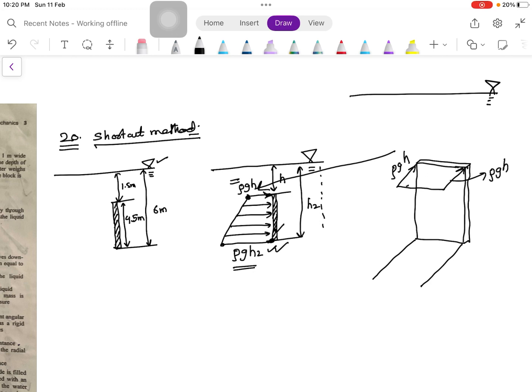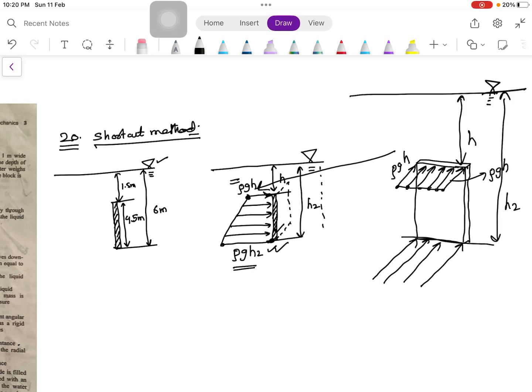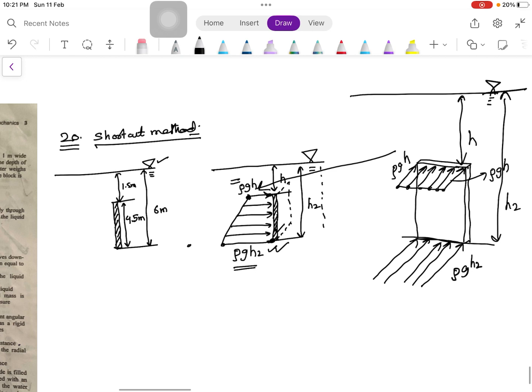And at all points at this depth, that is the depth h1, the pressure would be rho g h1. Similarly at all points along the width, which goes perpendicular to the plane of this paper, at all points at this depth, that is the depth h2, the pressure is rho g h2, because at a given depth the pressure is the same at all points.